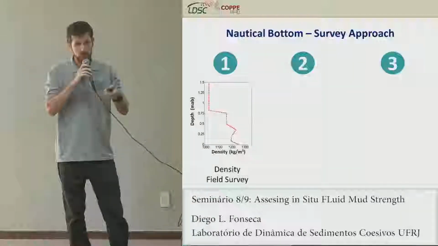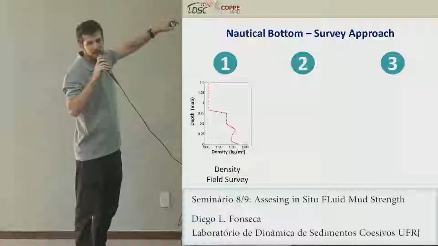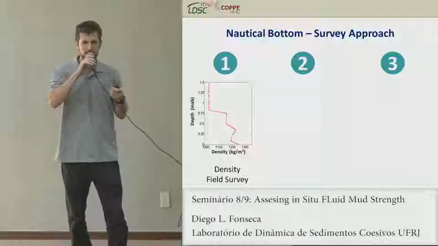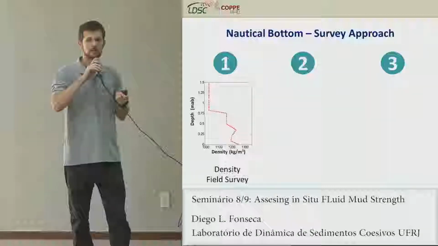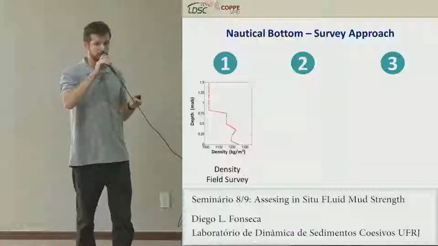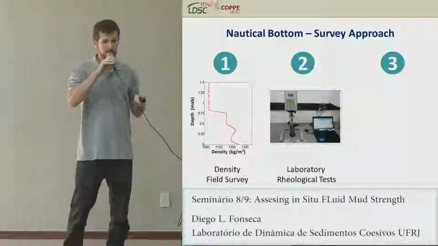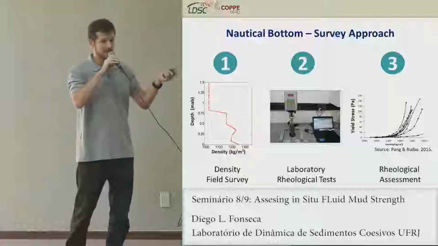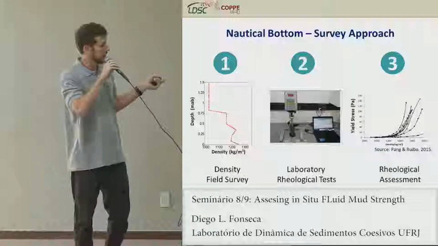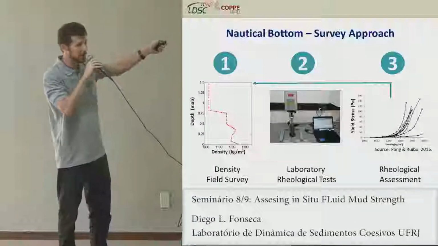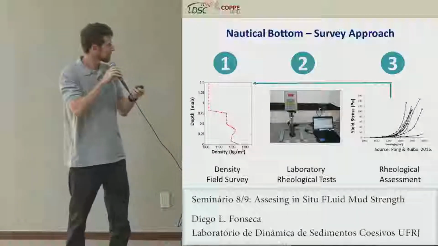So the traditional approach: the acoustic surveys identify the zones of presence of fluid mud, and then laboratory rheological tests, and then the rheological assessment of the correlation between density and yield stress, to be able to see this profile as a rheological profile.